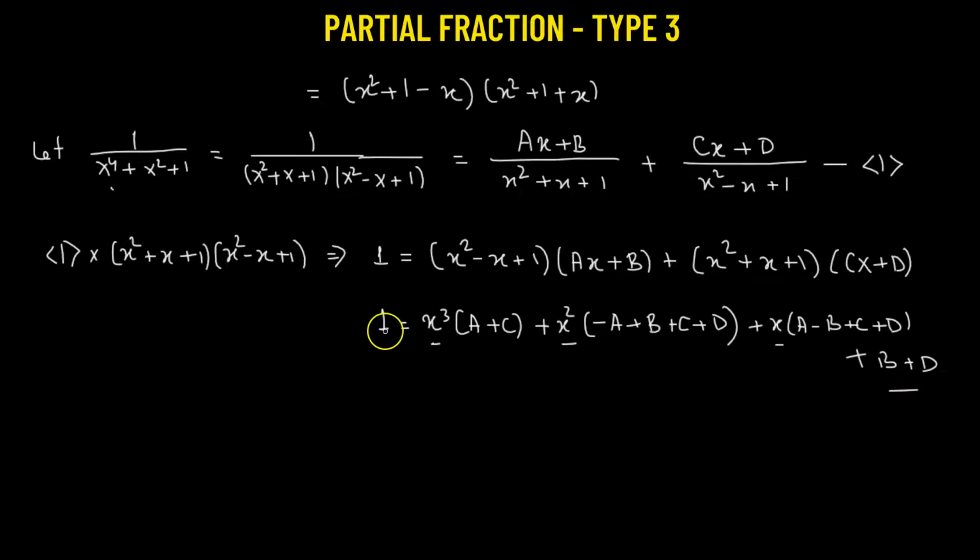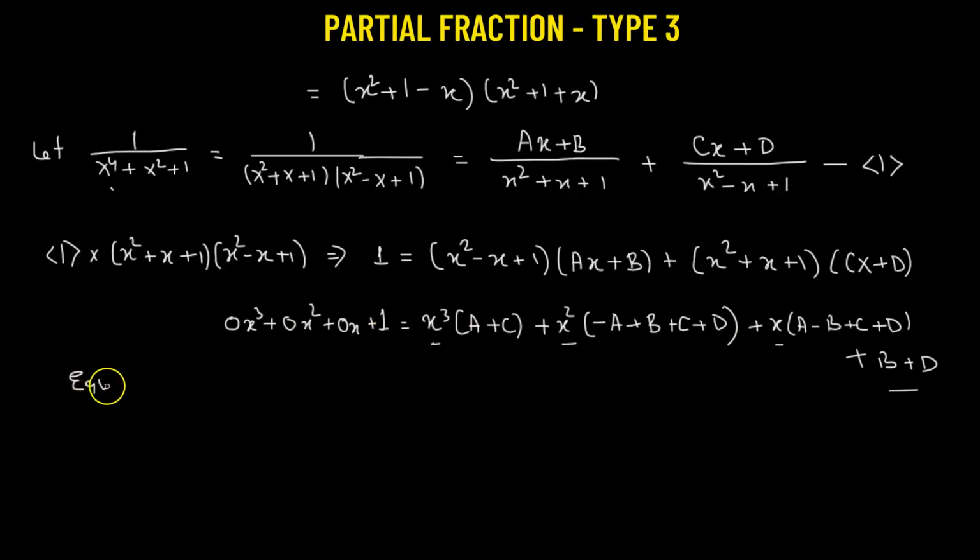Now, if we look at the left hand side, we only have a constant term. We do not have any term containing x cubed, x squared, or x. But what we can do is rewrite it as 0 times x cubed plus 0 times x squared plus 0 times x plus 1. This is done so that we can equate both sides.